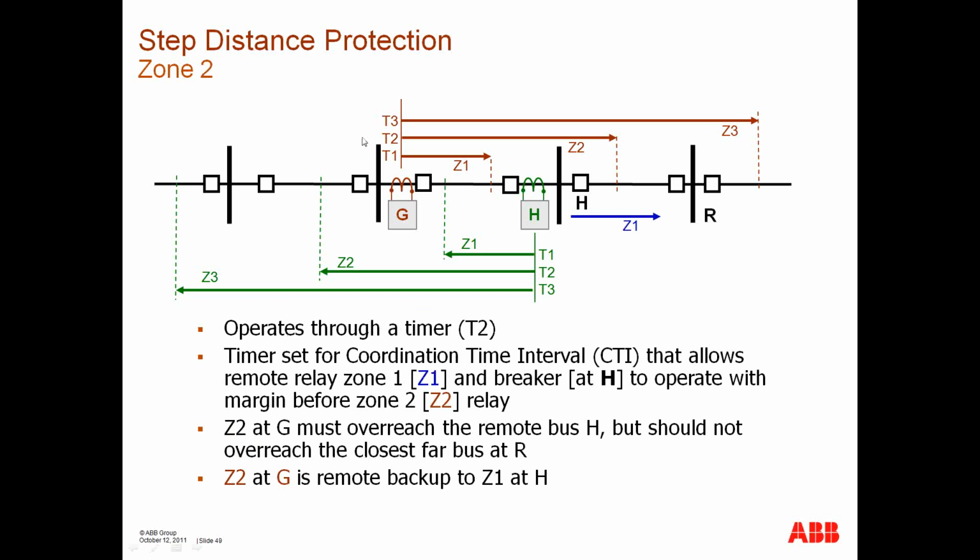Zone 2 operates through timer T2, some delayed time, at some coordination interval that allows the remote Zone 1 to operate for faults in this region here, okay? And so if this does not operate, then Z2 will eventually operate, all right? And therefore, this Zone 2 is referred to as a remote backup to this Zone 1.